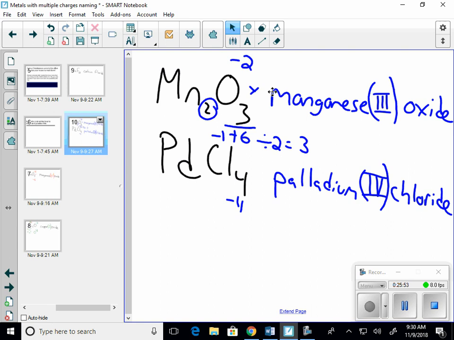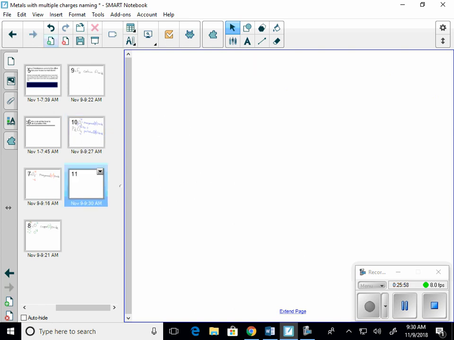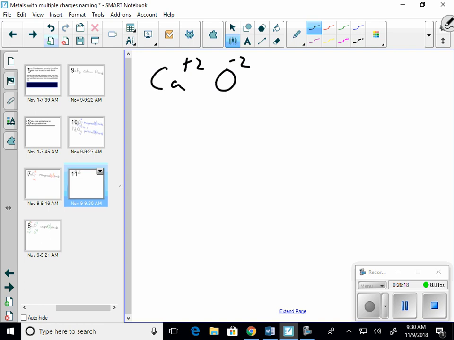Let's look at the right-hand side. The right-hand side is the exact opposite. If it gives you the written name, you can come up with the formula. This is just like last class. So Brooklyn, calcium oxide. What is calcium's symbol and charge? +2. Grant, oxygen symbol and charge. O and -2. So Matty, what would be the formula of calcium oxide? CaO. The 2 charges balance each other out.